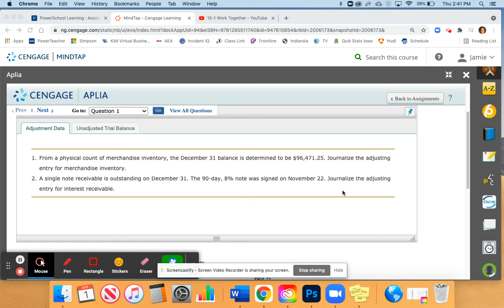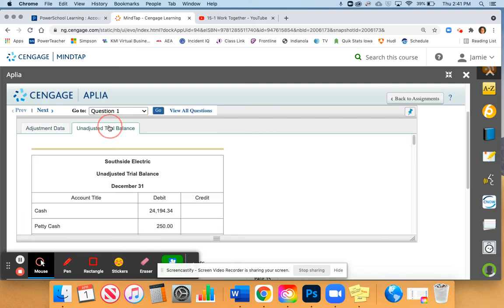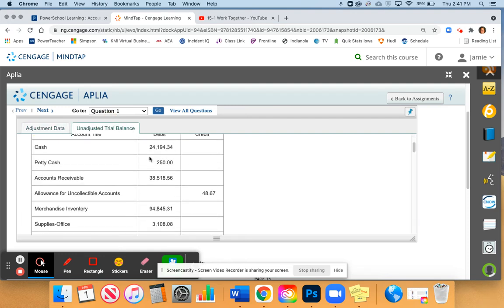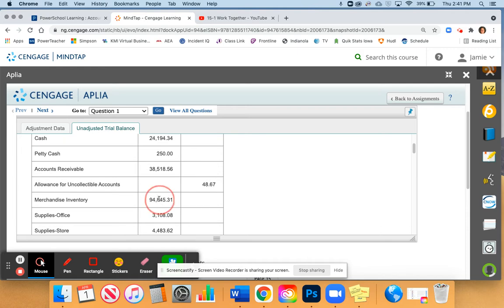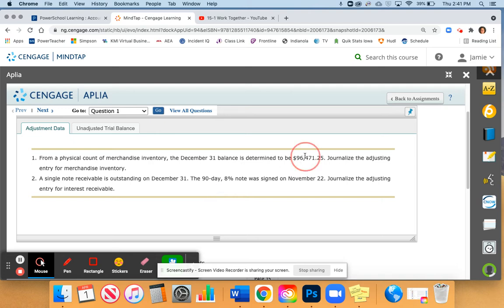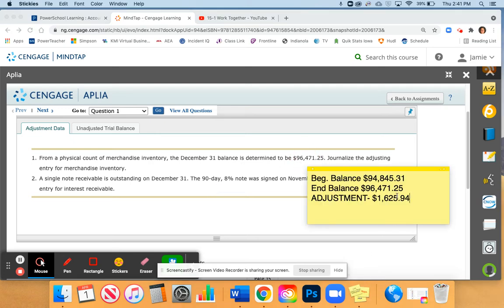In section 15-2 work together, we have two adjusting entries that we need to complete: the merchandise inventory and the interest receivable. So for merchandise inventory, we need to determine our beginning balance of inventory, and the ending amount on December 31st is given to us in the instructions. So in our unadjusted trial balance, merchandise inventory, this would be our beginning balance and our ending balance here. So we need to find the difference between the two.